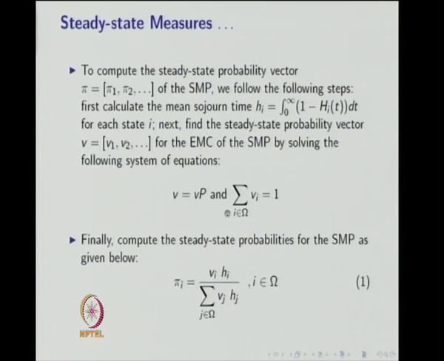So, once you know the V_i's, you can compute the steady state probabilities of the semi-Markov process, that is nothing but V_i multiplied by h_i divided by the summation of all the V_j h_j, where j belongs to omega. So, the V_i's are nothing but the steady state probability vector of the embedded Markov chain, and h_i's are nothing but the mean sojourn times, and the pi_i's you will get by using this formula.